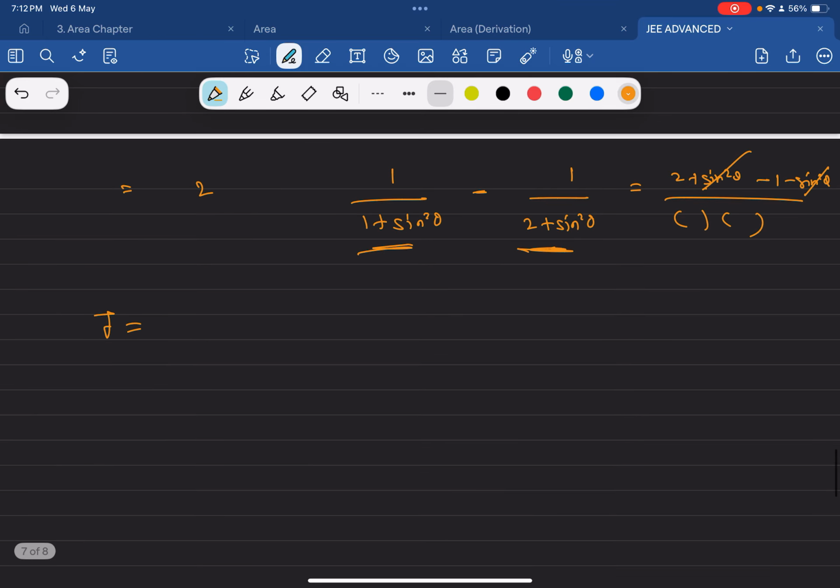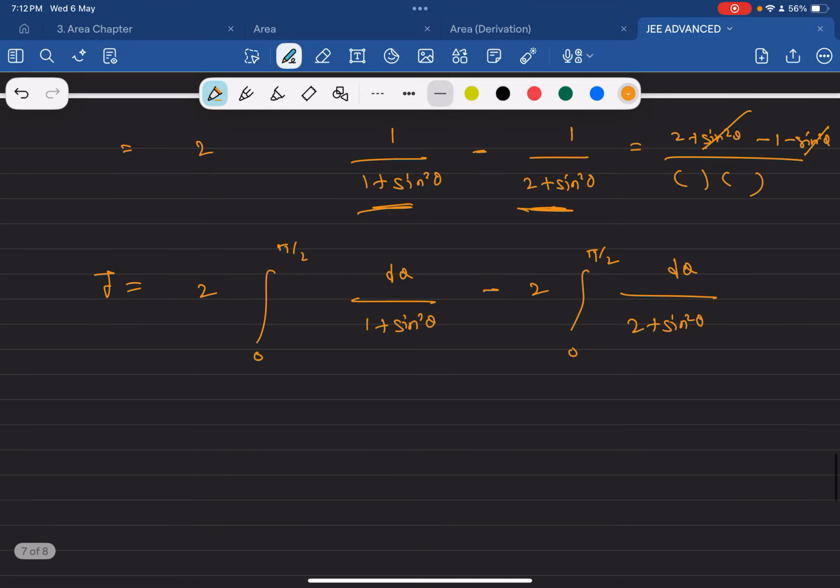It will be 2 times integral 0 to pi by 2 d theta upon 1 plus sine square theta, and then again minus 2 times integral 0 to pi by 2 d theta upon 2 plus sine square theta. Till here it's fine, right or not? Now I guess this type of standard question you might have solved earlier.